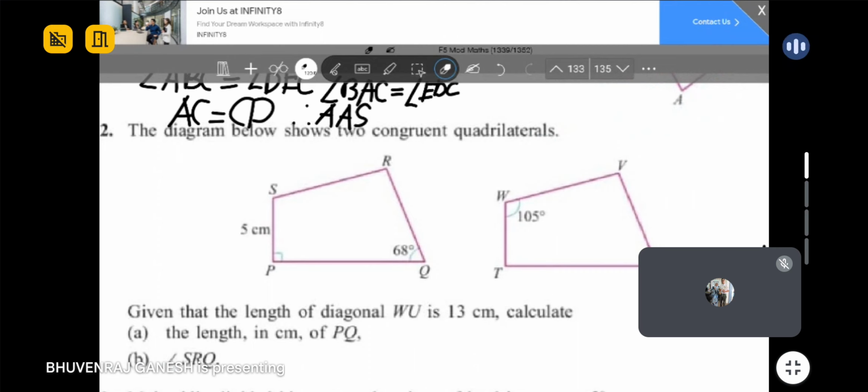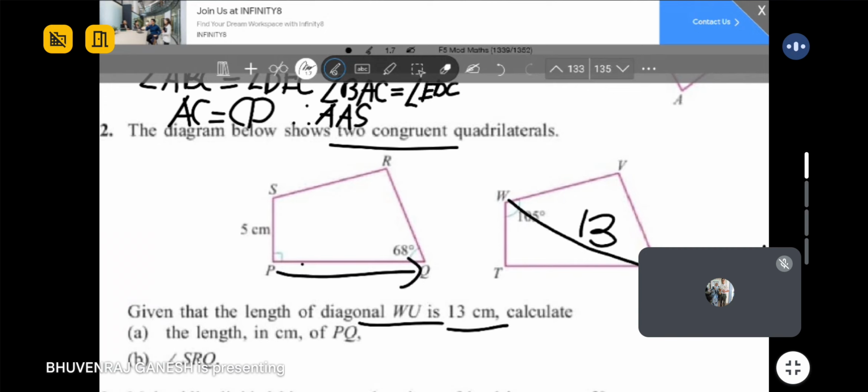They already tell you that it is congruent. So you can assume a few things. Kamu boleh anggap beberapa perkara dari sini. So anyone want to try? What will be PQ? They tell you WU is 13 centimeter. So they want you to get PQ, this one.